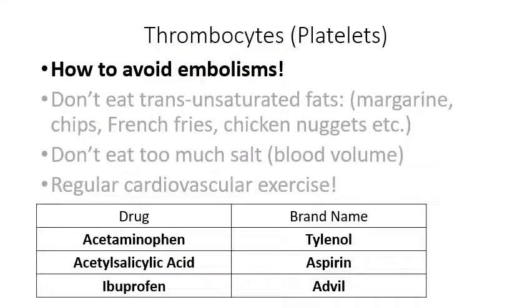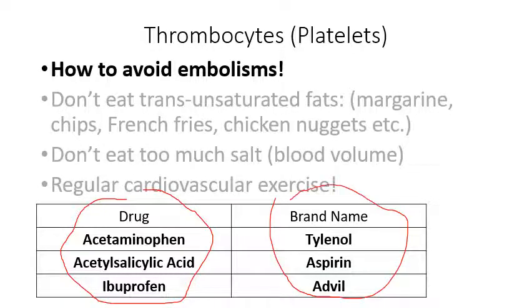And finally, there's something else that everybody can do. These drugs are common painkillers. These are the generic names for these drugs, and these are the brand names for these drugs. Right, so ibuprofen goes by the brand name Tylenol. Acetylsalicylic acid goes by the brand name aspirin. And ibuprofen goes by the brand name Advil, but it's the same thing. You can take a small amount, a low dose of one of these drugs every night, and it has the effect of preventing thrombuses from forming.